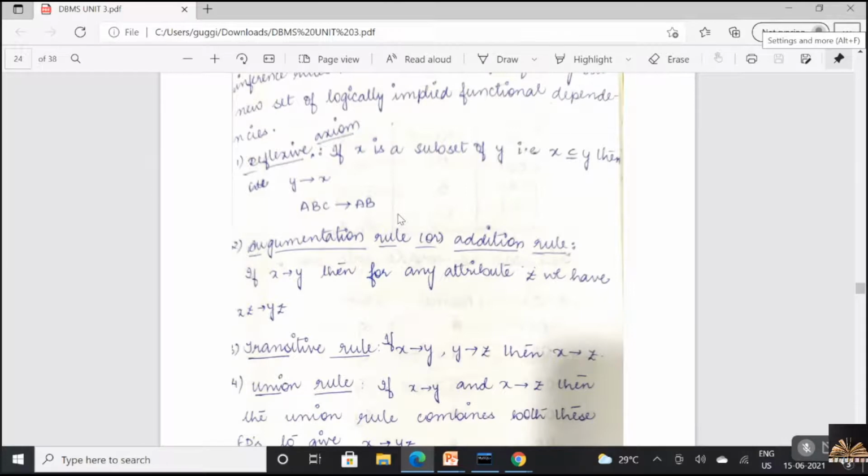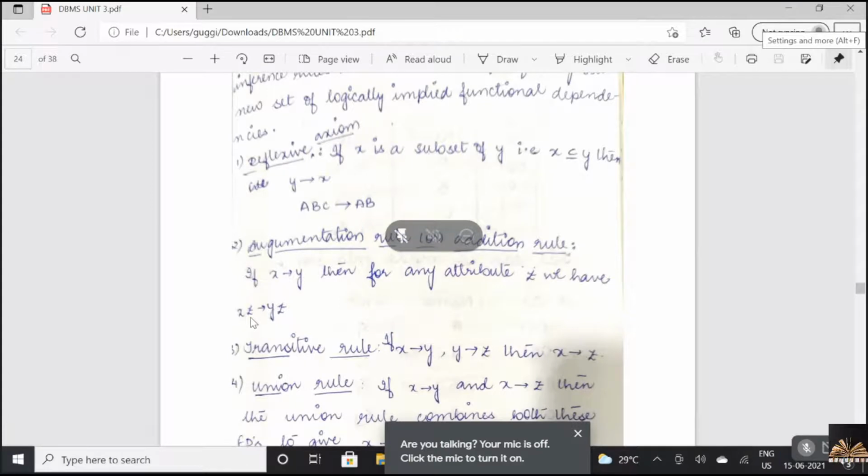Okay. Now, the second one is augmentation rule or addition rule. So if at all we have a functional dependency X implies Y, which holds good, then for any attribute Z, we have XZ implies YZ. Since X implies Y is true, we can add an attribute on both the sides of the dependency. So this is addition rule.